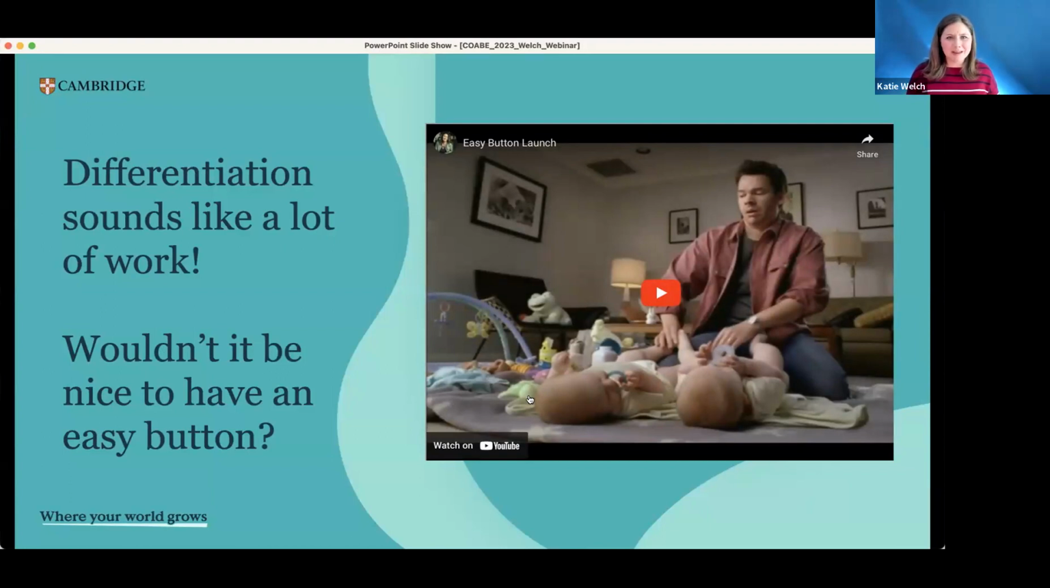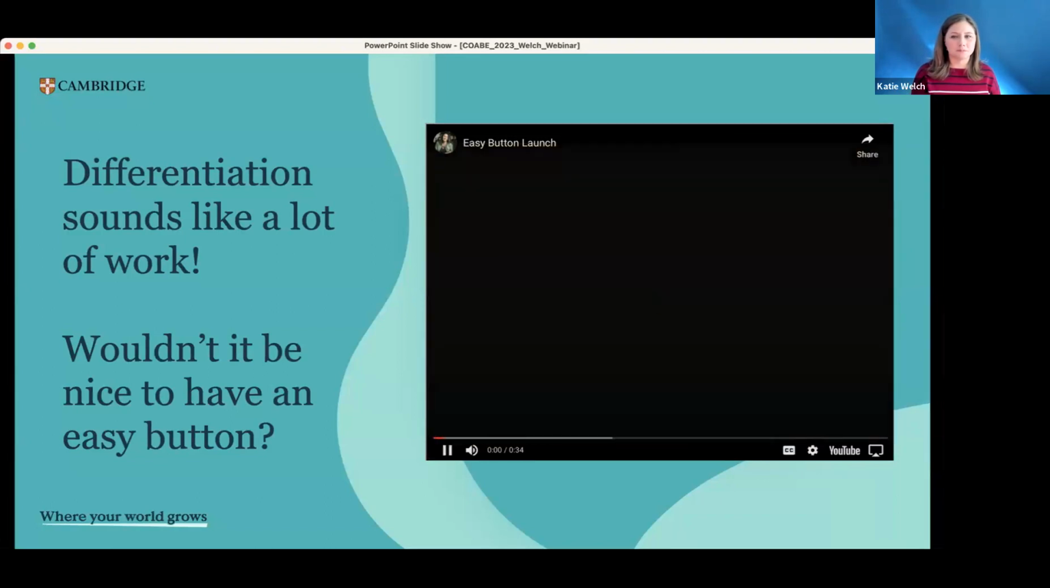And so when we think about differentiation, it would be nice if we had an easy button. Do you remember this commercial? This was a commercial from, goodness, I don't even know how long ago it was, but it was when Staples, the office supply company, came out with this idea of an easy button. I'm going to play a little bit of the commercial, see if you remember this one.